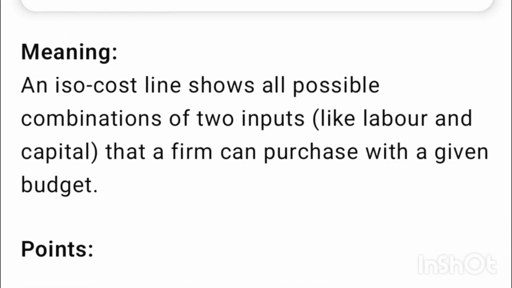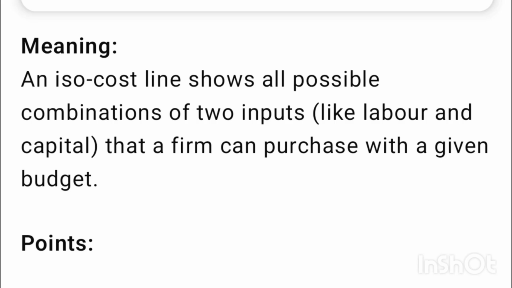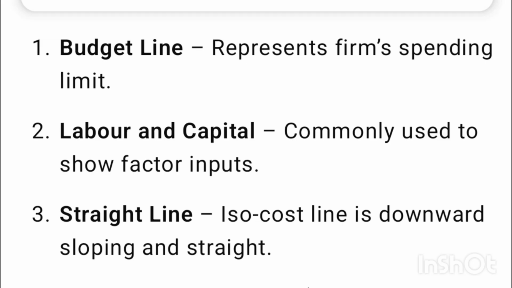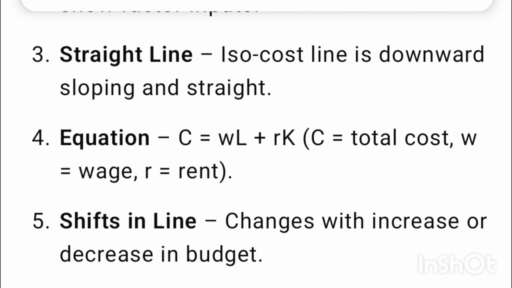8. Iso-cost. Meaning. An iso-cost line shows all possible combinations of two inputs, like labor and capital, that a firm can purchase with a given budget. Points. 1. Budget line represents firm's spending limit. 2. Labor and capital, commonly used to show factor inputs. 3. Straight line, iso-cost line is downward sloping and straight. 4. Equation, C equals wL plus rK, where C equals total cost, w equals wage, r equals rent.